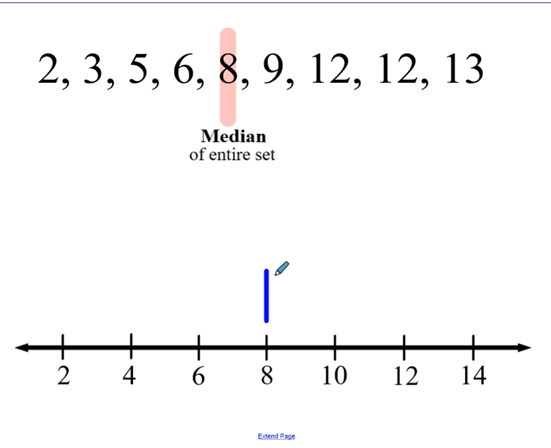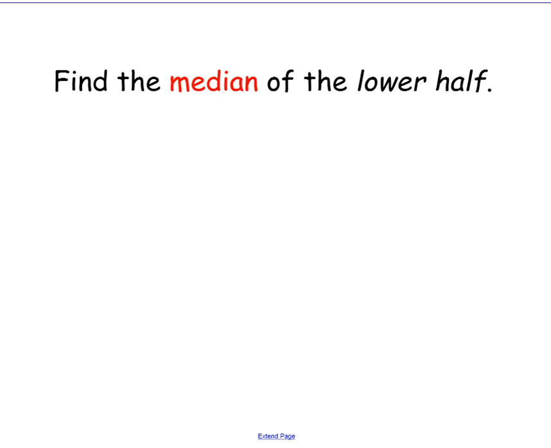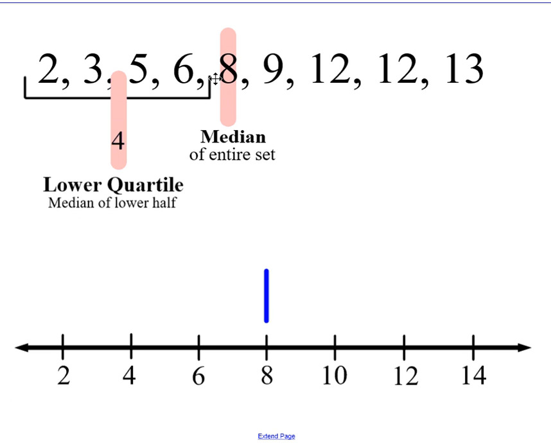So the first thing I'm going to do is I'm going to draw a line. Okay? Straight up and down line, easy enough. Then I'm going to find the median of the lower half. I'm going to take the 2 through 6, which is my lower half, and I'm going to find the median. In this case, because the middle numbers were actually 3 and 5, I needed to average them. So I would do 5 plus 3 is 8 divided by 2, and that would get me 4. That lower half median is called the lower quartile.